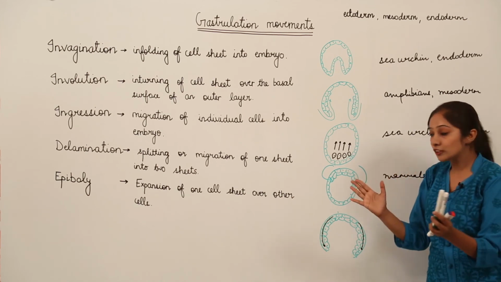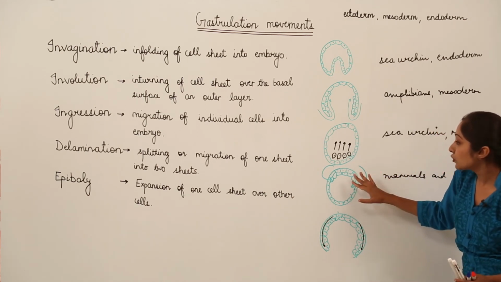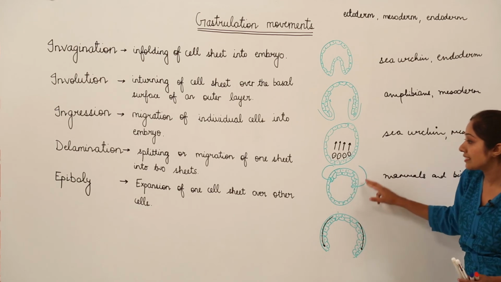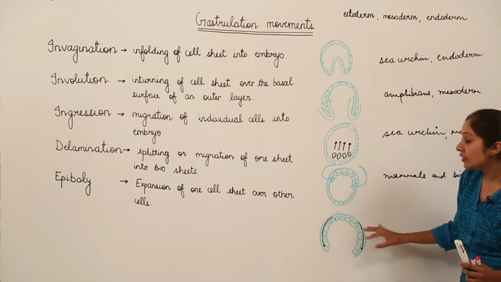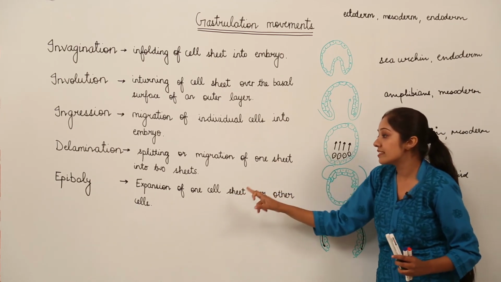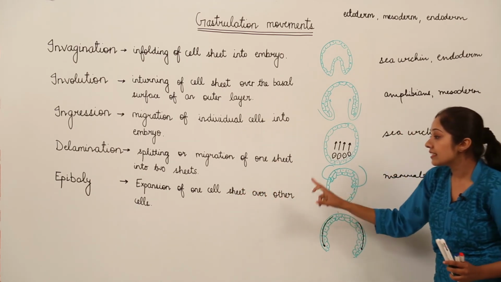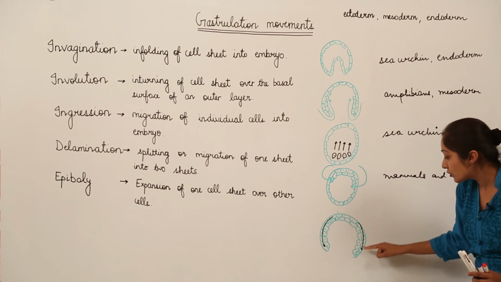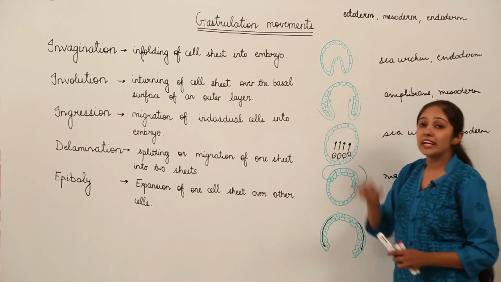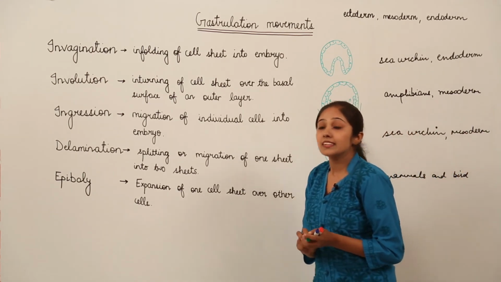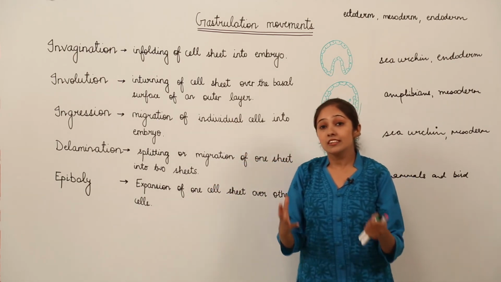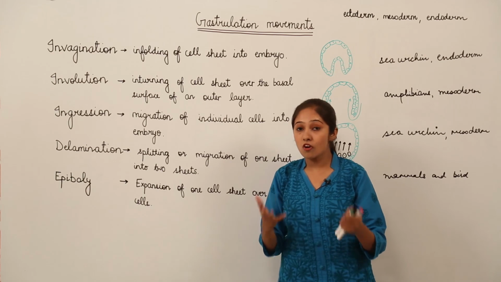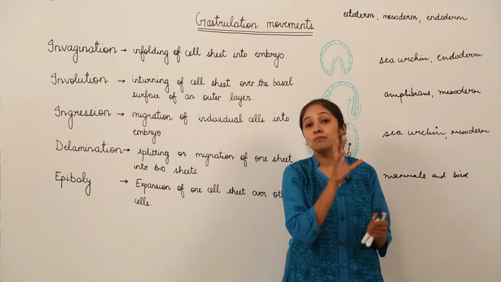The cells can split also, or they can migrate also, and this is how you will show this type of movement, delamination. Okay, and then we have epiboly. It is expansion of one cell sheet over other cells. This is how the cells are going to expand. So why I have explained you this gastrulation movement, this is very important to study when you are going to study how actually the tissues and organs are going to be formed in the organism from that blastula.